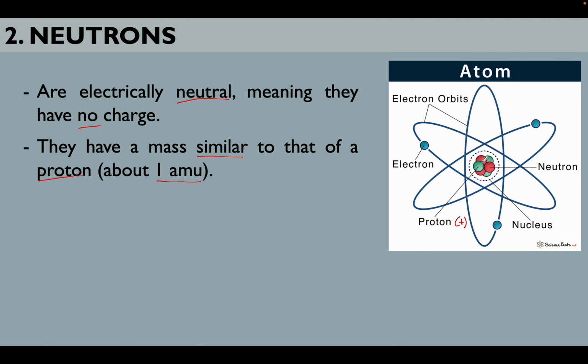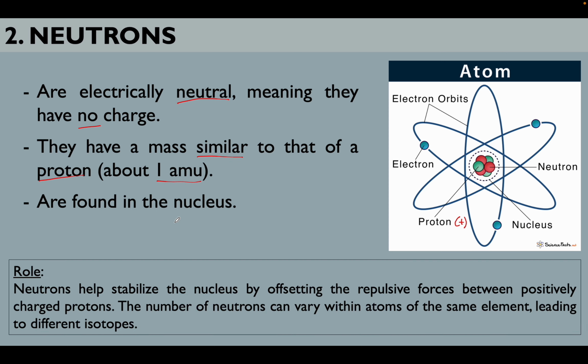How about the location of the neutron? By looking at our figure here, the neutron is located inside the nucleus alongside the proton. Again, neutrons and protons are found in the nucleus. And what is the role of a neutron? The neutrons help stabilize the nucleus by offsetting the repulsive forces between positively charged protons. The number of neutrons can vary within atoms of the same element, leading to different isotopes.